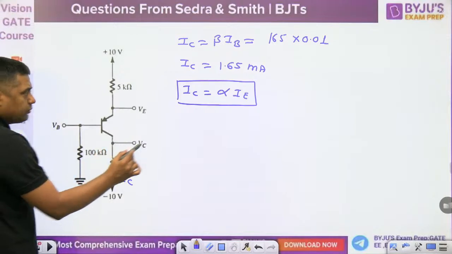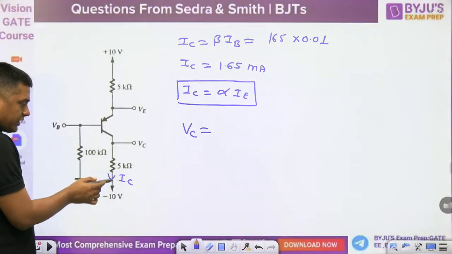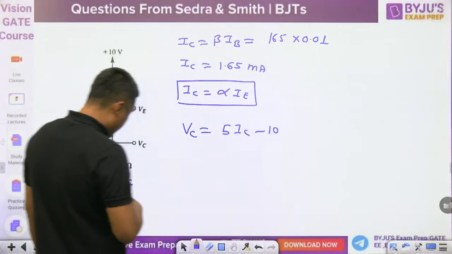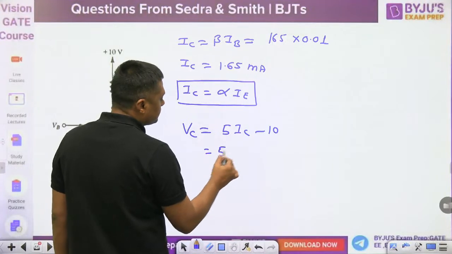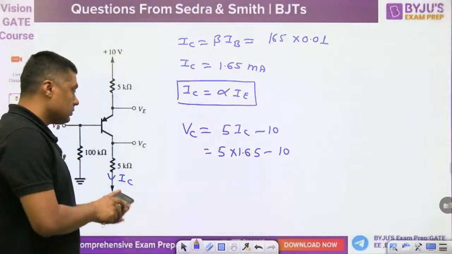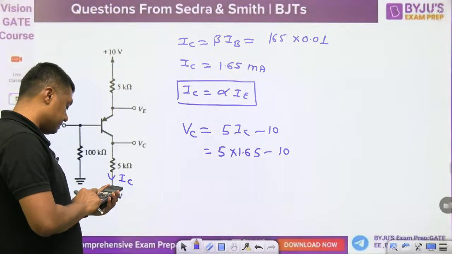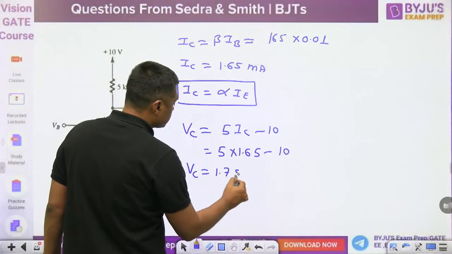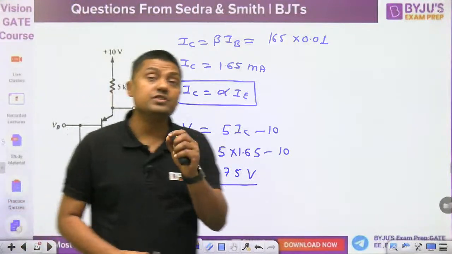Now once you have the value of IC, what is the value of VC? VC will become 5 into IC minus 10. This is the minus 10. 5 into IC minus 10. IC is 1.65. Now 5 into 1.65 minus 10 is minus 1.75 volt. Okay, this is the value of VC.